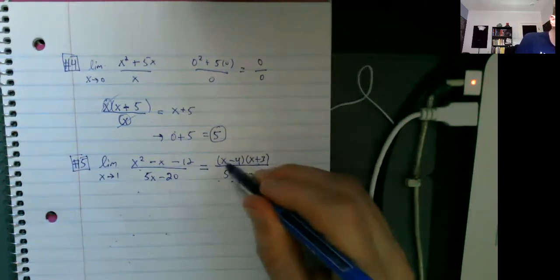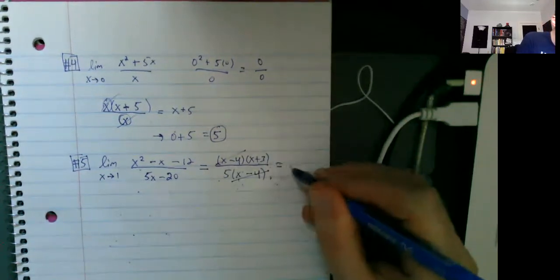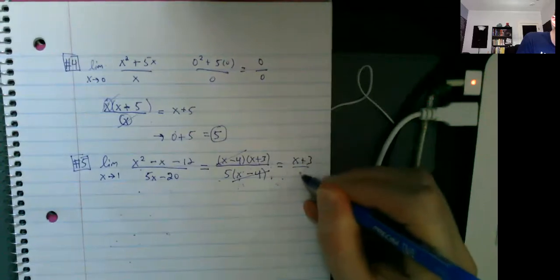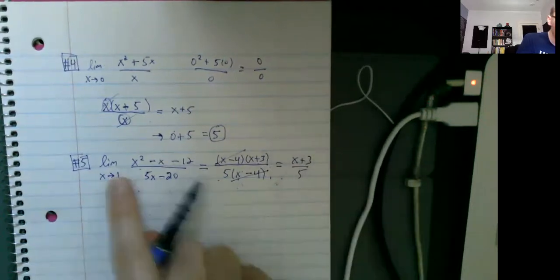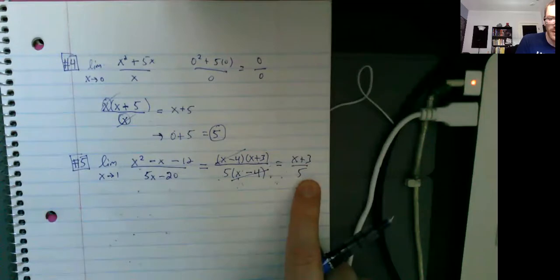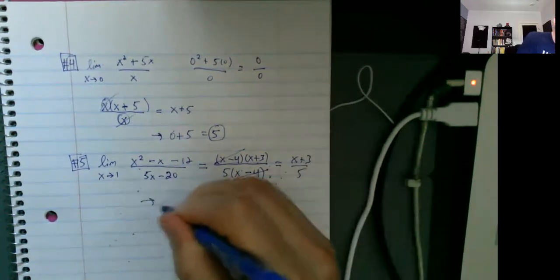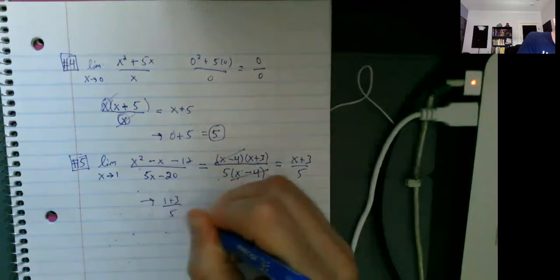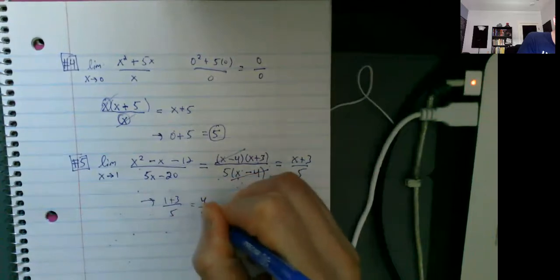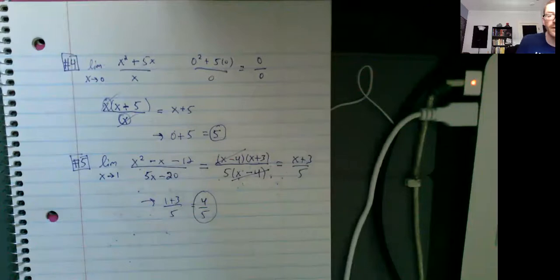And then actually the x minus 4s do cancel. There is some cancellation here. And you're left with x plus 3 over 5. And you can plug 1 into this expression, and you'll get 1 plus 3 over 5, which is 4/5, and that's a perfectly ordinary number, so that's the value of the limit.